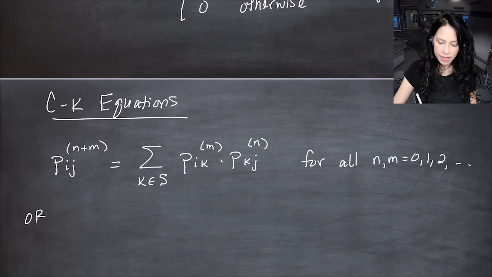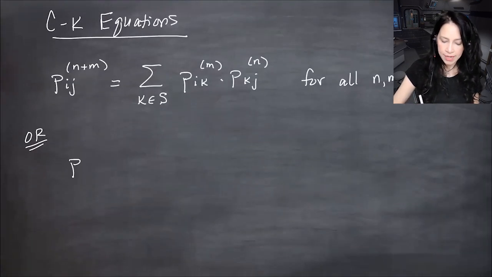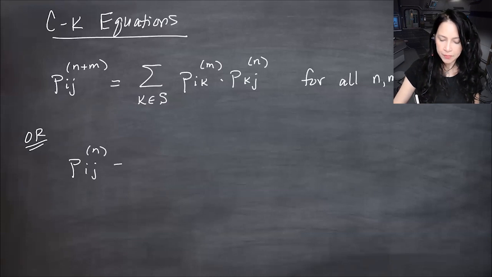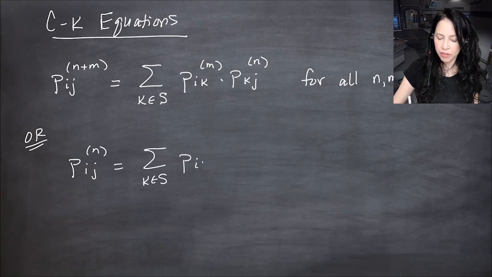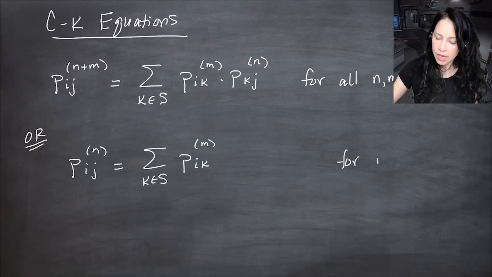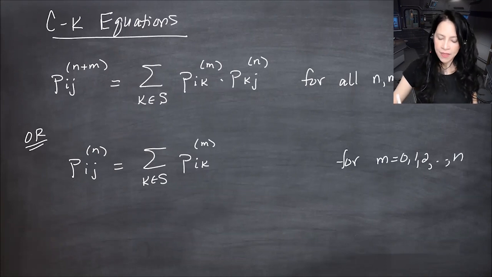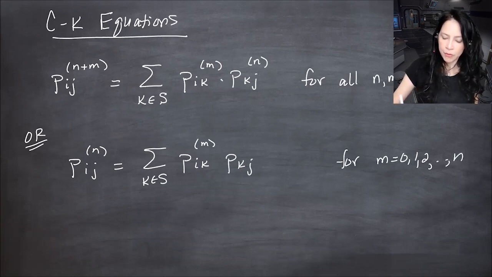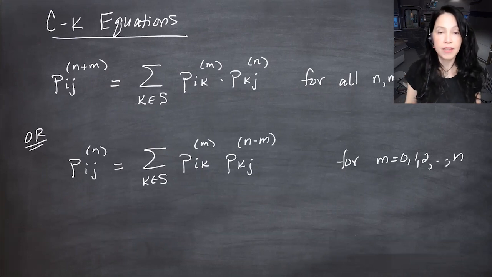Another way that it is commonly stated is that the probability of going from i to j in any n steps can be written as the sum over all k of the probability of going from i to k in some m steps. Now here m is going to be a number between 0 and n. And then we'll go from k to j in the remaining n minus m steps. And k could be anything, and that's why we are summing over all possibilities.